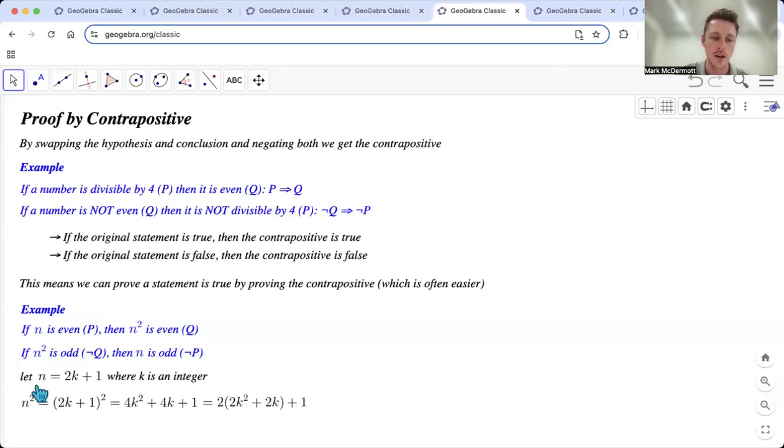To show this, let n equal 2k plus 1, where k is an integer. Now, 2k plus 1 must be odd because it's one more than a multiple of 2. So that's n. Let's say n squared now. We expand it and we get 4k squared plus 4k plus 1. Take a 2 out as a factor, so it's 2 times this thing plus 1. So we can see we've proven the contrapositive, which proves the original situation.